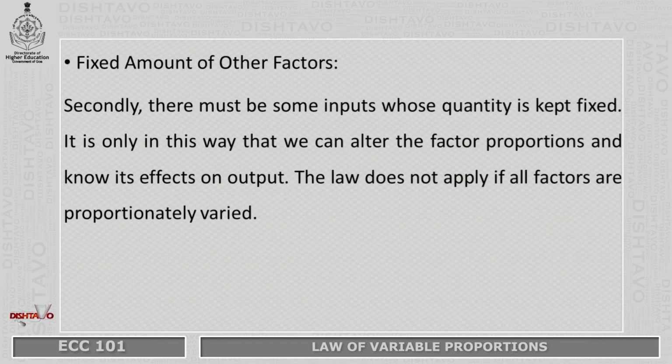The second assumption is a fixed amount of other factors. There must be some inputs whose quantity is kept fixed. It is only in this way that we can alter the factor proportions and know their effects on output. The law does not apply if all the factors are proportionally variable or flexible.